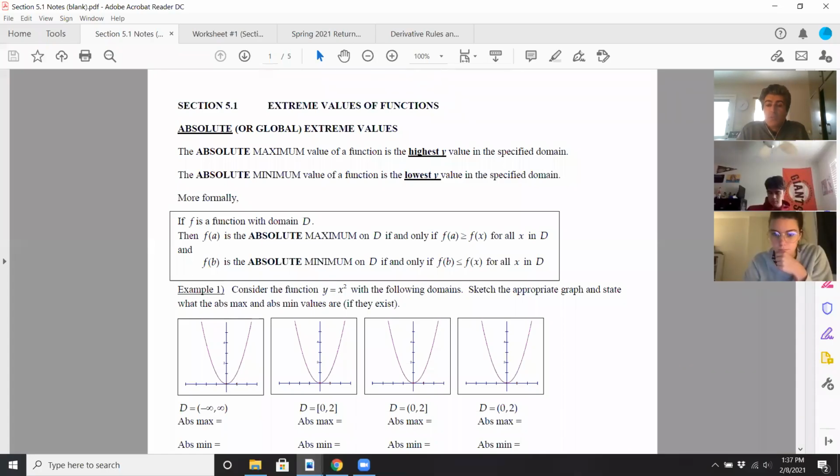Okay, so recording, we're talking about section 5.1 with a B period here on February 8th. Section 5.1 is called extreme values of functions. So if you see the word extreme, that's exactly what it means. We're looking at high points and low points, and we're using calculus to help us identify high and low points. And this will play a very important role post-session when we start doing more applications of derivative.